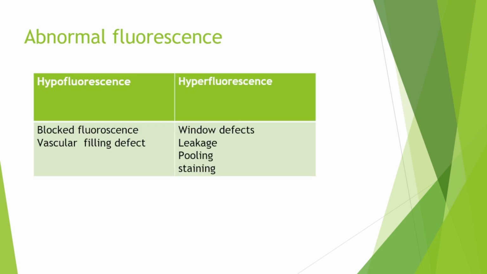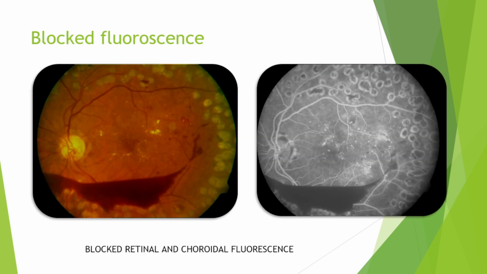Coming to abnormal fluorescence, it can be hypofluorescence or hyperfluorescence. Hypofluorescence is when the fluorescence is lesser than what is normal. It can be blocked fluorescence or vascular filling defect. Hyperfluorescence is when the fluorescence is more than normal, and it appears whiter. It can be caused due to window defects, leakage, pooling, and staining.